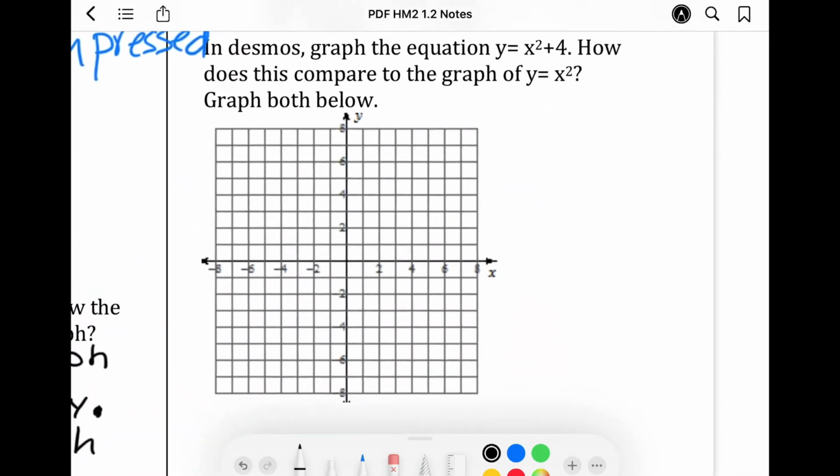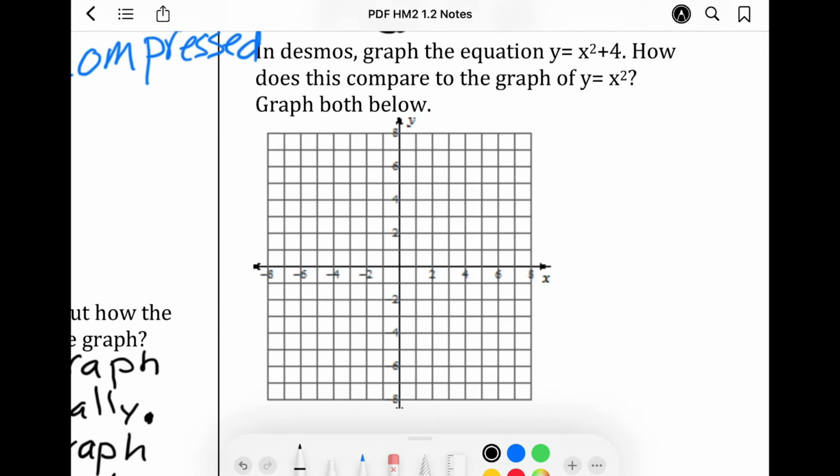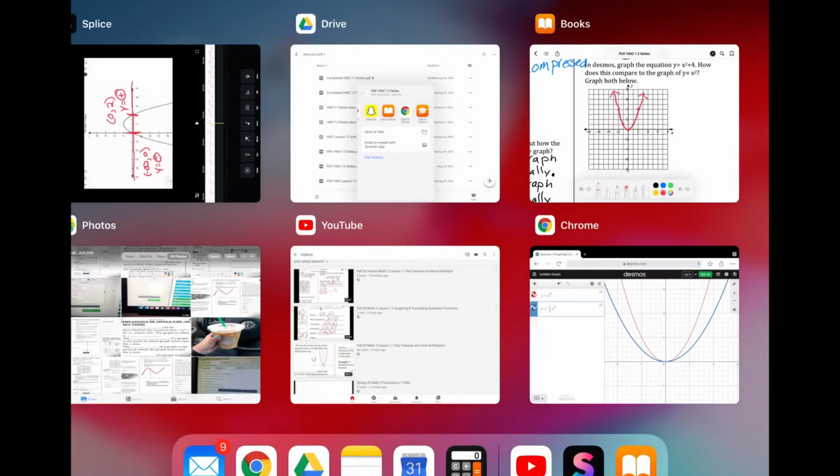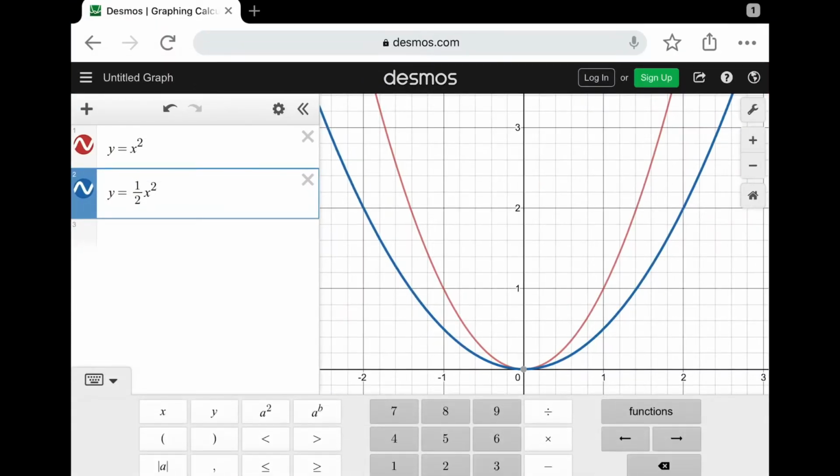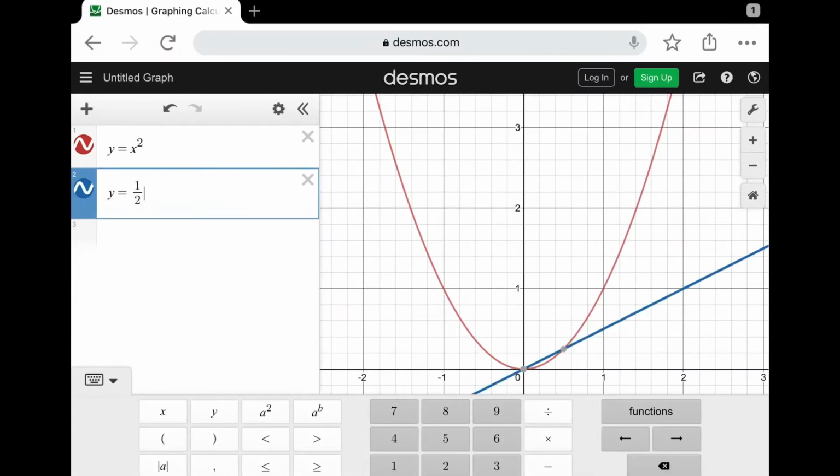Moving on. So in Desmos, graph the equation y equals x squared plus 4, and we're going to compare it to our parent function. So let's draw our parent function. Let's go to Desmos and type in our new equation.